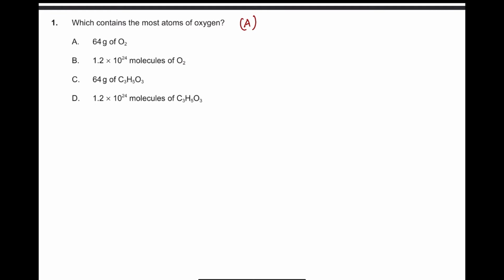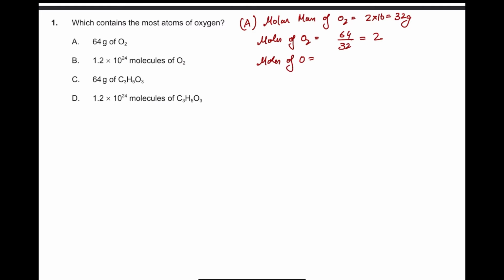So to find the moles of oxygen here, we have to find the moles of O2. To find that, firstly, we need to know the molar mass of O2, which would be 2 times 16, which would be 32 grams. Now, let's find the moles of O2. This would be given mass by molar mass. So this is 2. Then we can find the moles of oxygen. As 1 mole of O2 molecule contains 2 atoms of oxygen, so we can write it as moles of oxygen would be 2 times 2, that's 4.